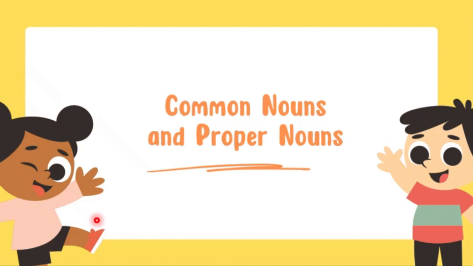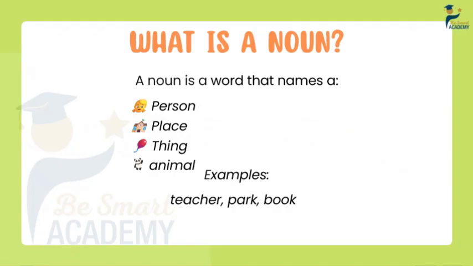Today, we're going to discuss a new topic, which is common nouns and proper nouns. So, buckle up and get ready. Let's go. Let's recall with each other what a noun is. Well, a noun is a word that names either a person, a place, a thing, or an animal. For example, when I say teacher, the word teacher itself is considered to be a noun. Why? Because teacher refers to a person.